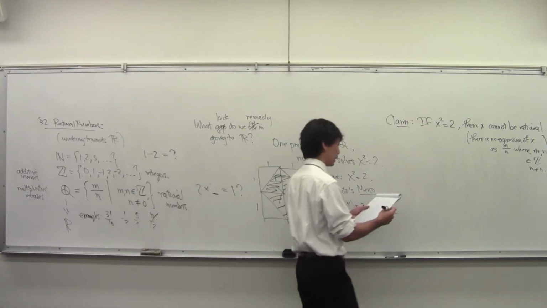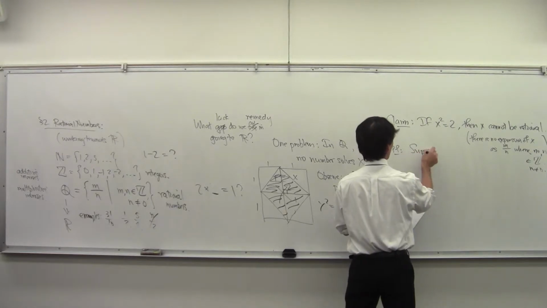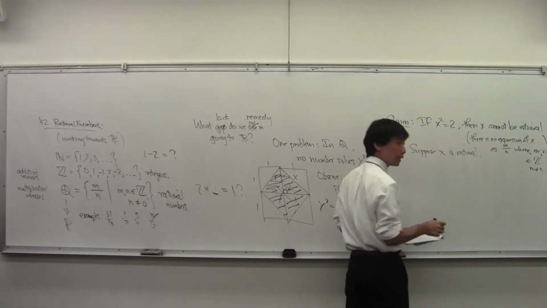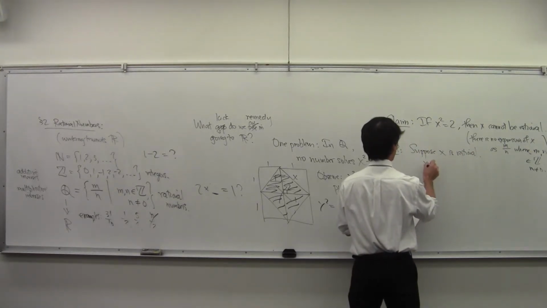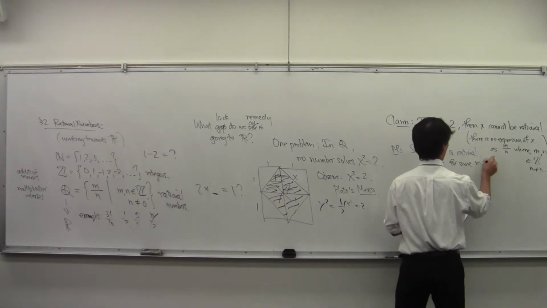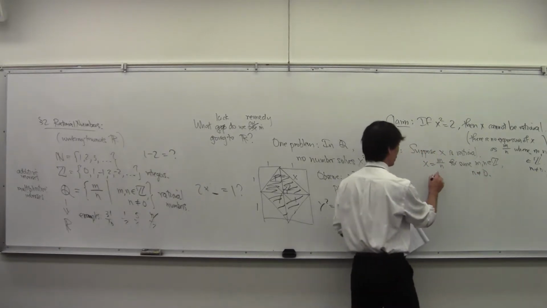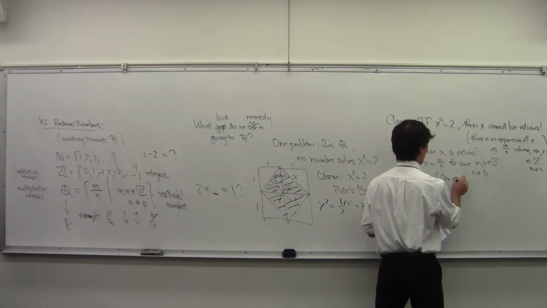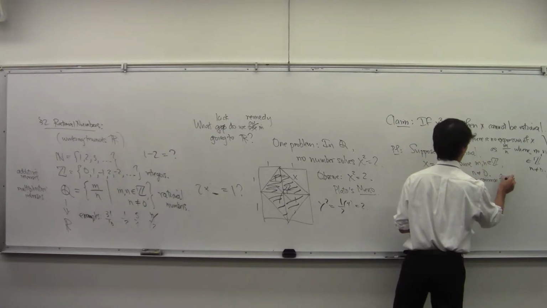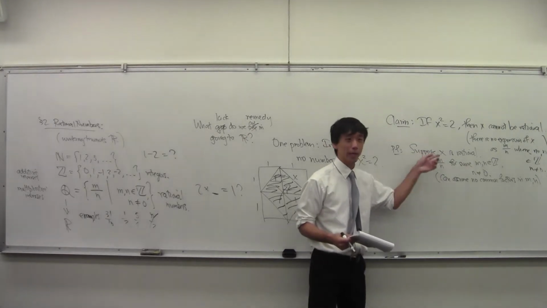Let me show it to you quickly. Okay, so proof. Suppose x is rational. In other words, x equals m over n for some m and n in the integers where n is non-zero. Okay. And we can assume that there are no common factors in m and n. Okay, so if they have some common factor, factor that out, right? Cancel that out.